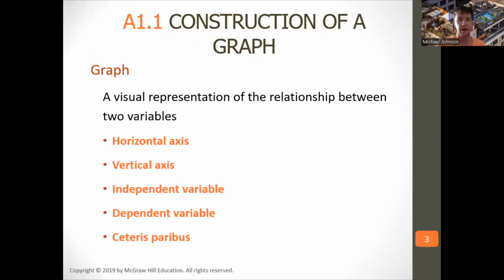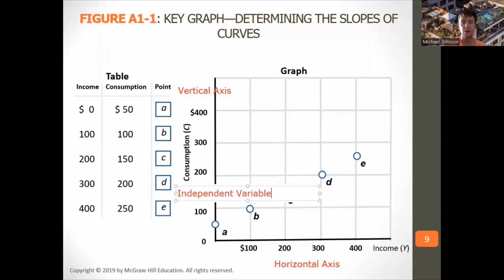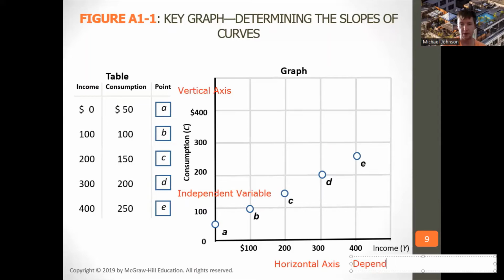So graphs require a horizontal axis, vertical axis, independent variable, dependent variable, ceteris paribus. In this case, the horizontal axis would have income. Income Y is on the horizontal axis, and consumption is on the vertical axis. In this case, the independent variable is on the y-axis, which is different, since usually it's on the x-axis. The dependent variable is on the horizontal axis. So they're positively correlated: as consumption goes up, income goes up as well.